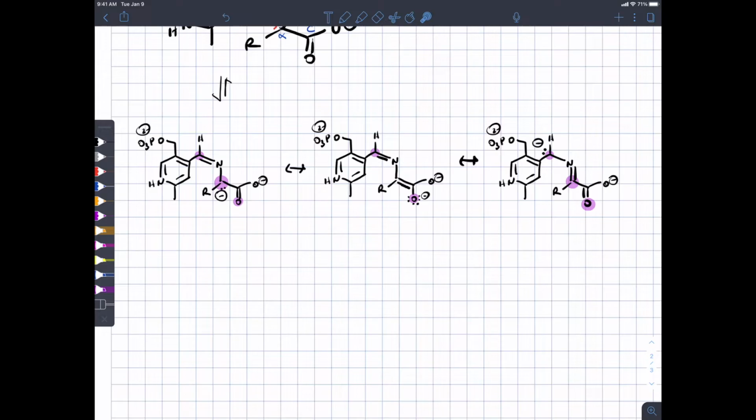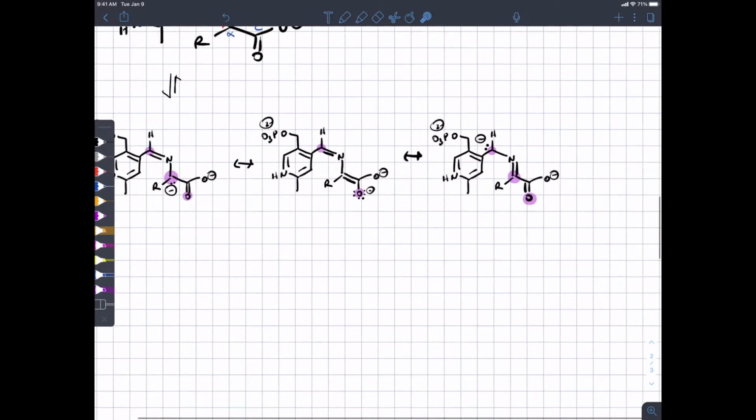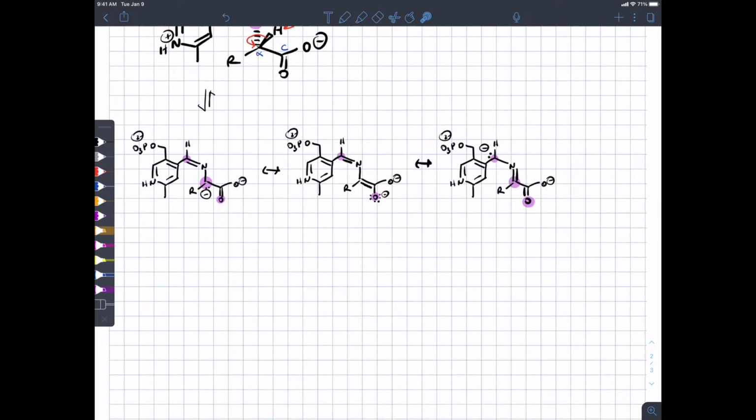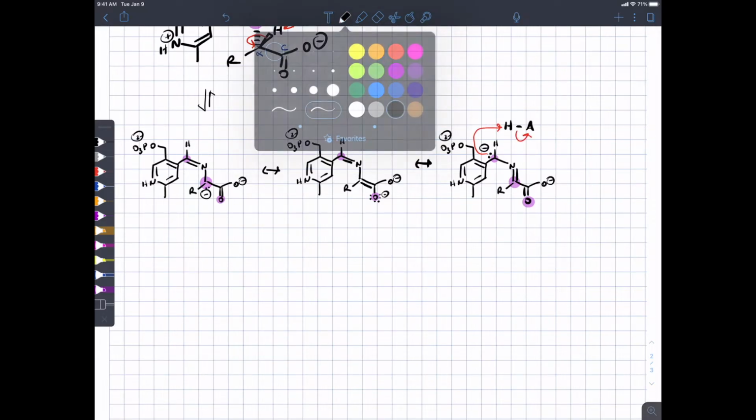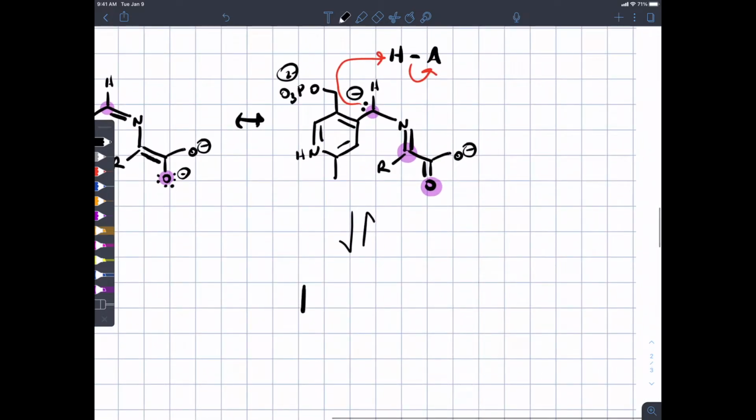Okay, so it turns out this resonance structure here on the left is going to be the important one, because if we pick up the proton that we removed at that carbon, then look at what we have done.